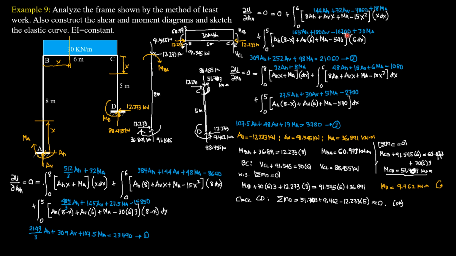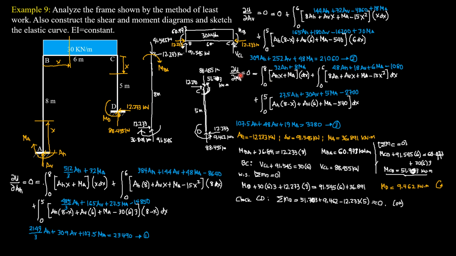And the integral of negative 540 times 6 dx, 0 to 5, is negative 16,200. Combining like terms, we have 309 AH plus 252 AV plus 48 MA. Then transpose the constants to the right, 21,060. Call that equation 2.